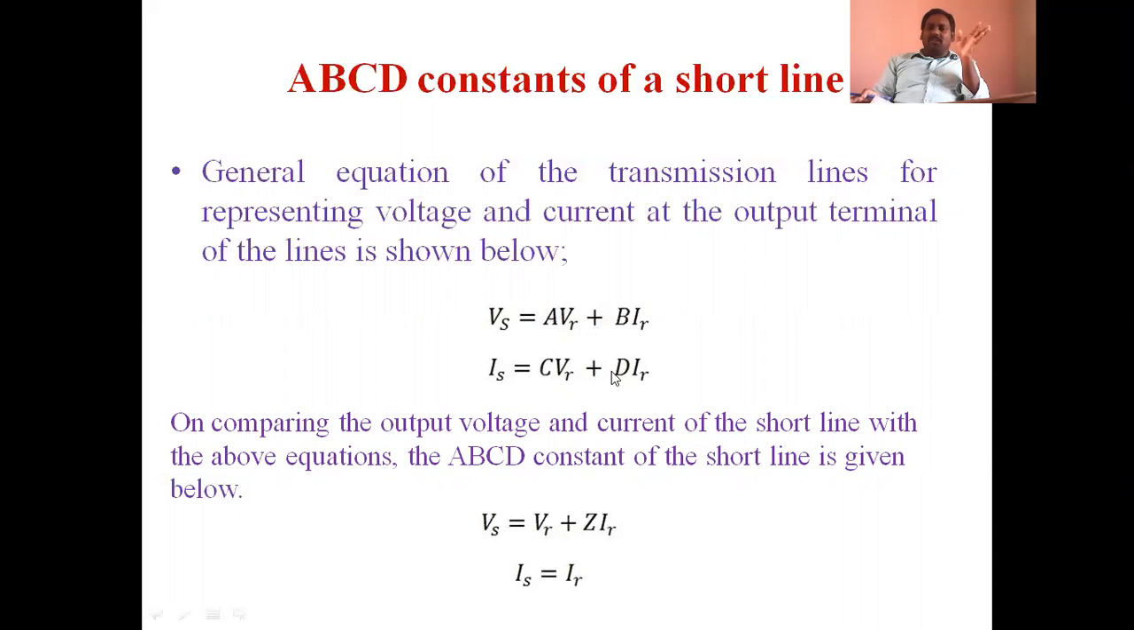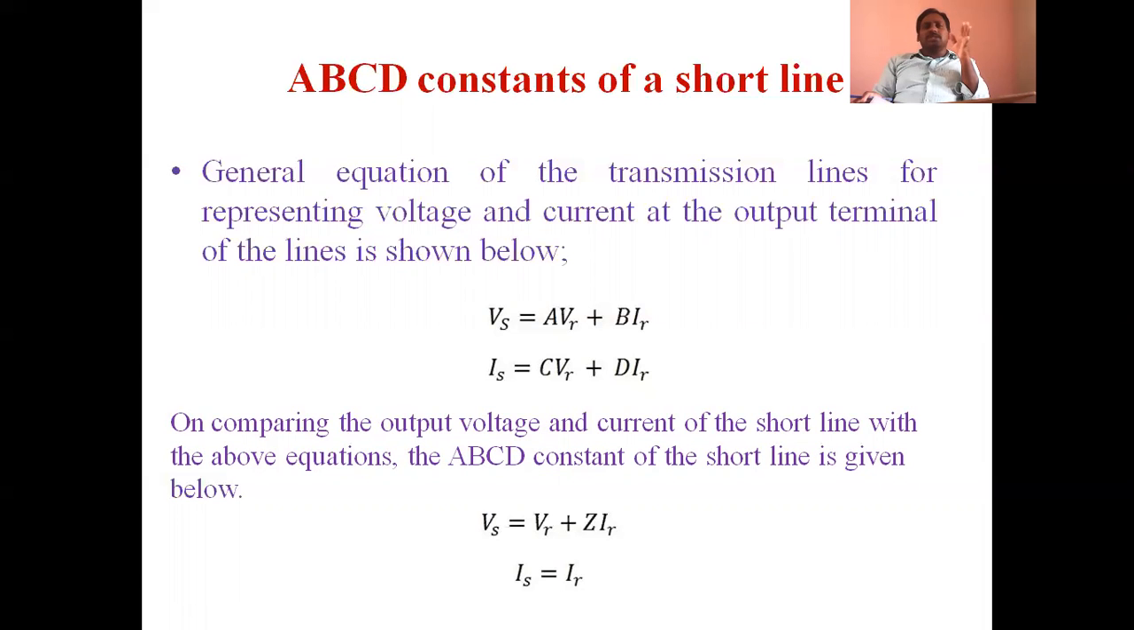Ir is already given in the problem, or from the power delivered and receiving end voltage, we have to calculate Ir. That's why Ir and Vr are known values. If the ABCD values are known parameters, Vs and Is can be calculated. From this Vs and Is, we can calculate percentage voltage regulation and transmission efficiency.